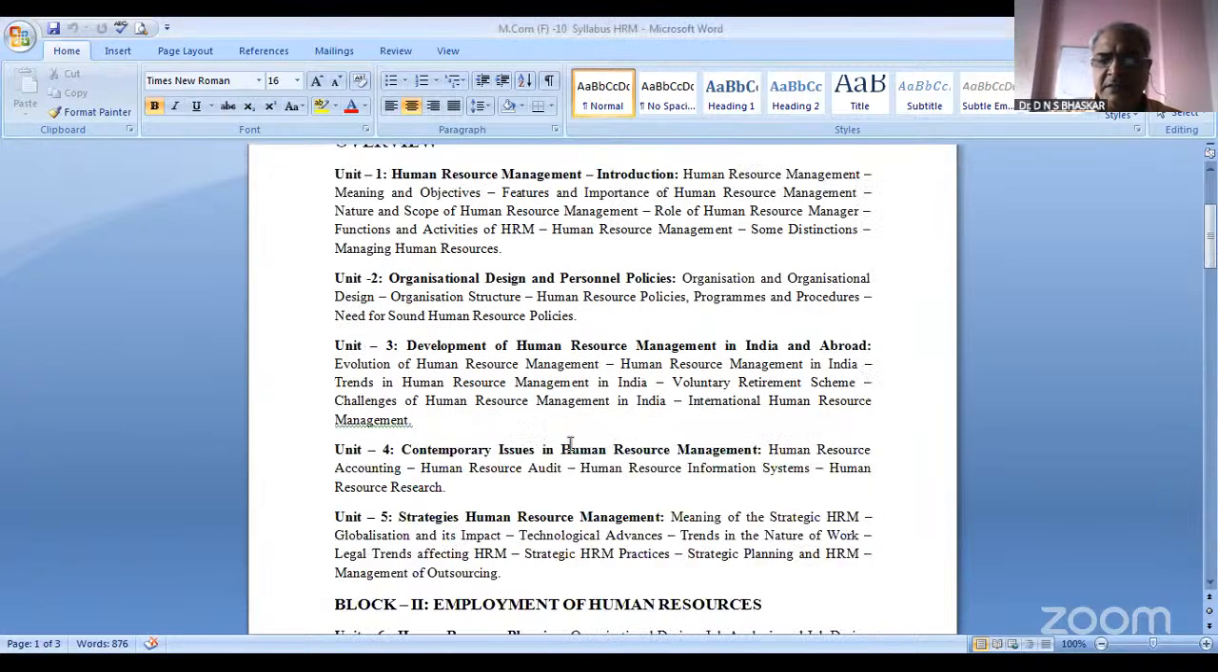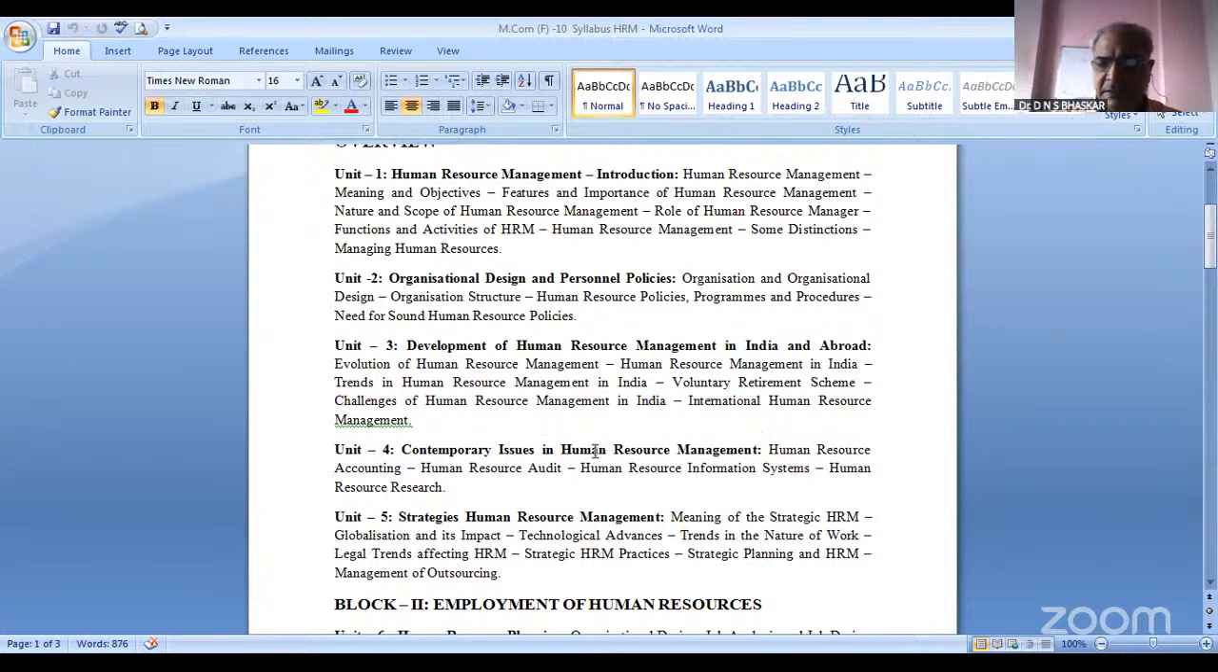And development of human resources in India as well as abroad. Basically, you are supposed to learn about the evolution of human resources management trends in India, voluntary retirement schemes, and challenges of human resources management in India. These are the various aspects that you will cover.